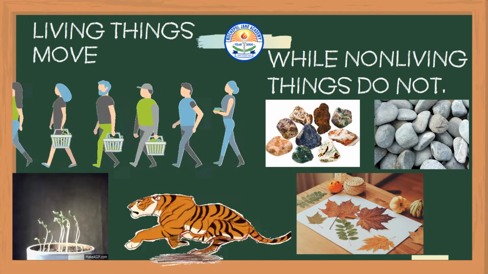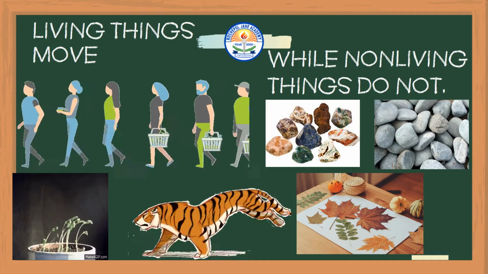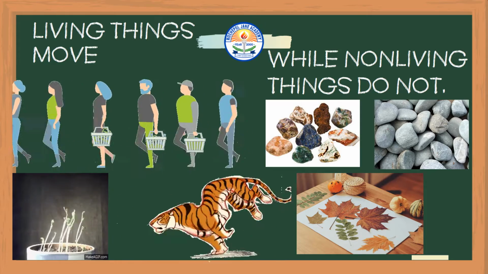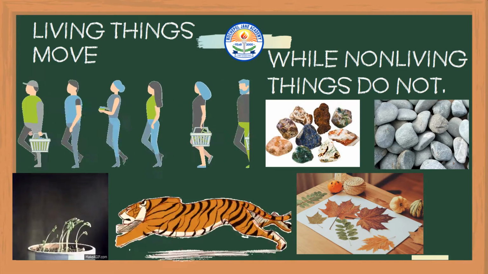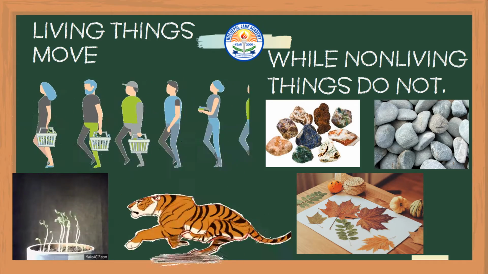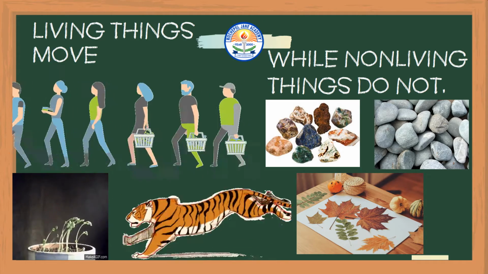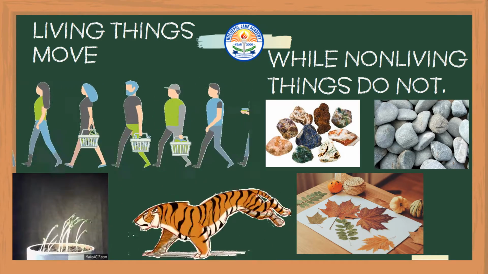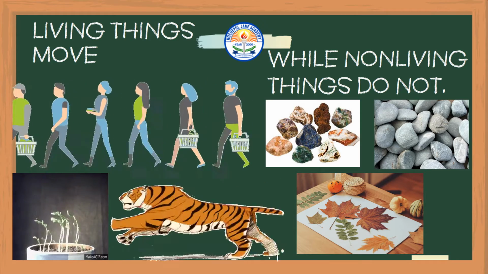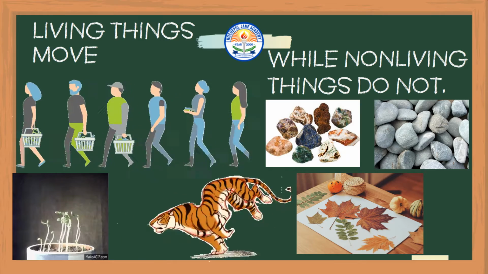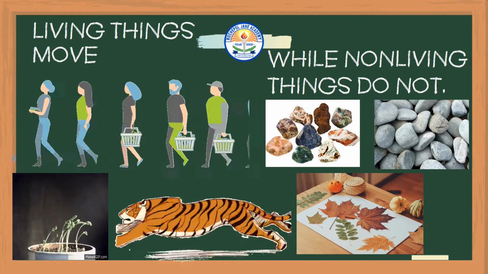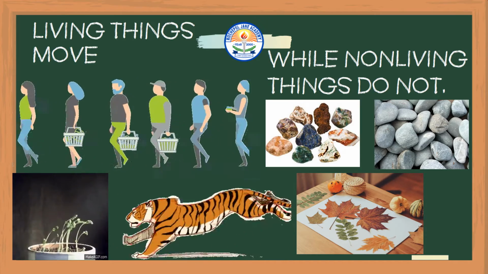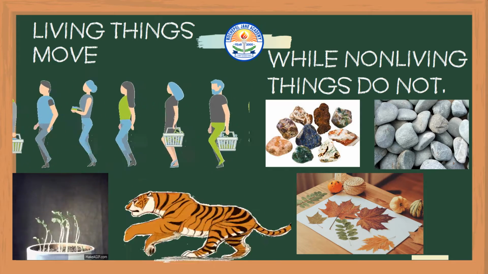Living things move. Humans need to move to get their food and to work. As you can see here, the plants also move, directed into the sunlight, while the animals also have to move to get away from danger or to get their food. While non-living things do not. They cannot move unless you touch them or move them.